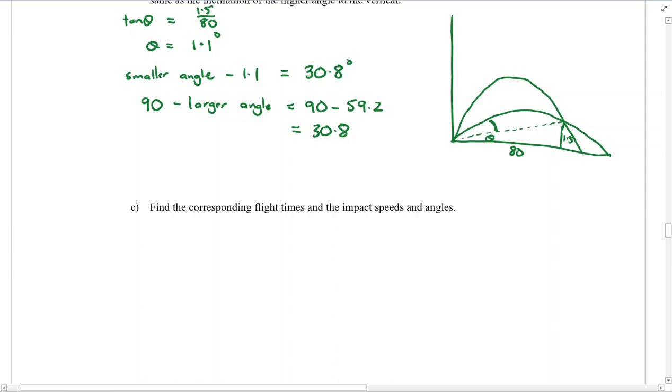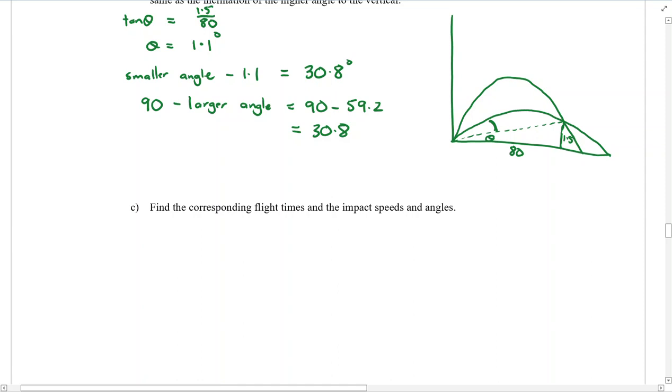Oh, that's 3 things we have to find. We have to find the flight time, the impact speed, which means I'm going to need the X and the Y speed, so I can find the overall speed, and the angle that it makes. And it says the corresponding, which means I'm meant to do this for the small angle and the big angle. Maybe we'll do it for the small angle and you can do the big angle later.